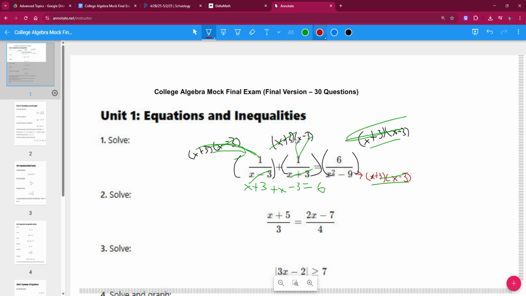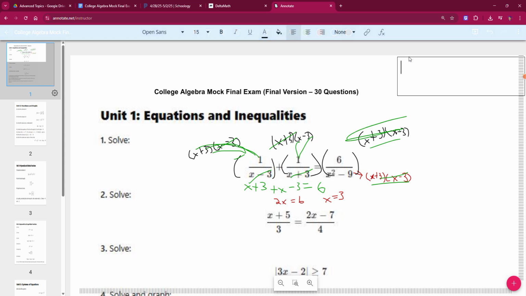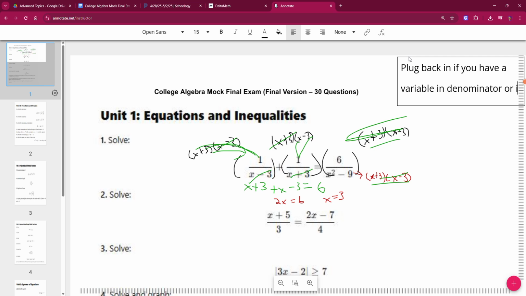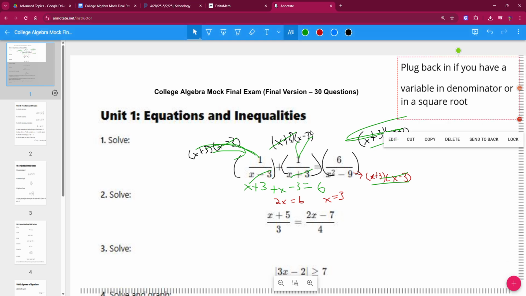And here, if I combine like terms, I get 2x, the 3 minus 3 cancels out, and I get 6. And if I divide by 2, I get x equals 3. So one thing that we always say here is, if you have a variable in the denominator or in a square root, you plug back in. Okay, so we have variables in the denominator, so we need to check this solution of 3 here.